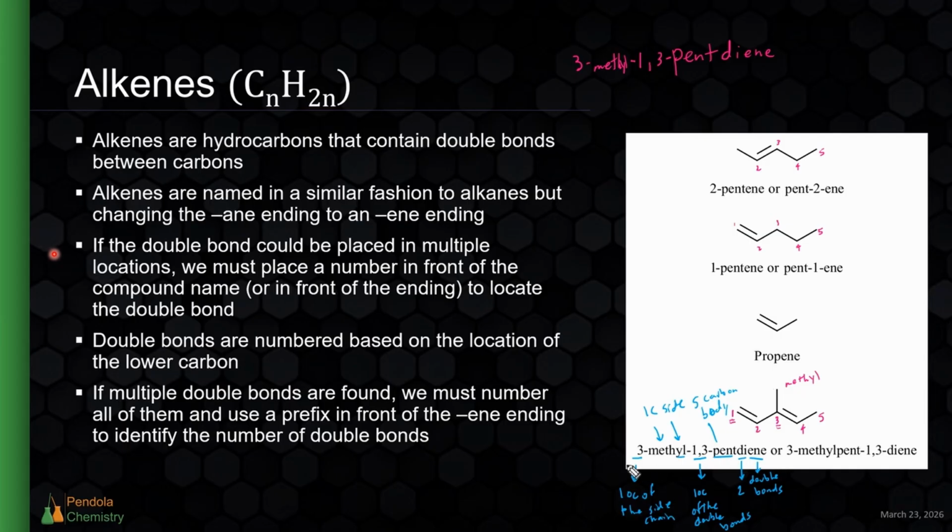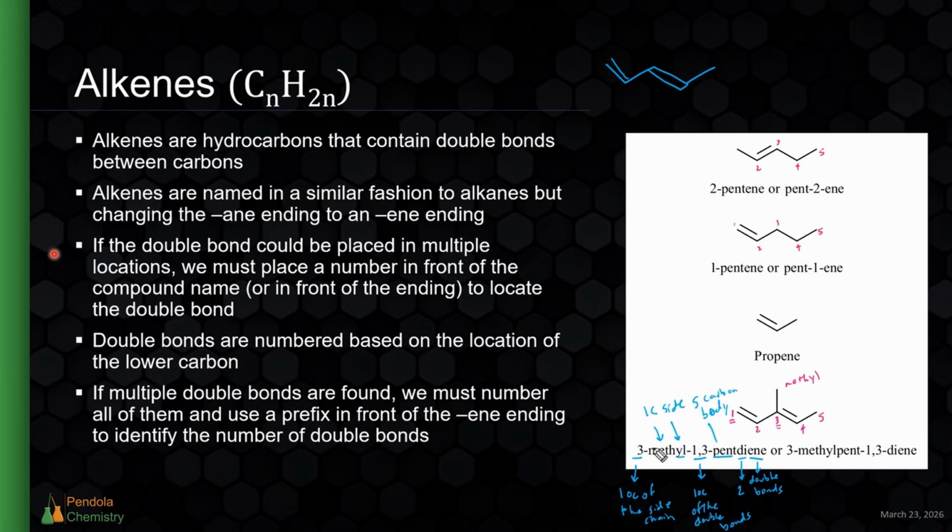So every single part of this name has a purpose. It has something that it's telling us. So if we wanted to draw this from scratch, we would again look at that root word. So if we were instead given the name and asked to draw it, we would look at the root and say okay, pent means 1, 2, 3, 4, 5 carbons. Diene means that there are double bonds on that chain. So where are those double bonds? On 1 and 3. So carbon 1 has a double bond. 2, 3, carbon 3 has a double bond.